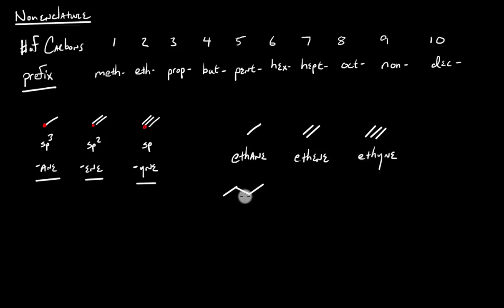Other simple permutations could be, if we counted this carbon unit, we'd have 1, 2, 3, 4, which would be but, and so we only have an sp3, and so therefore the suffix would be ane. So the way we would call this molecule would be butane.